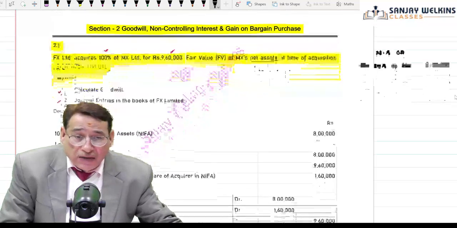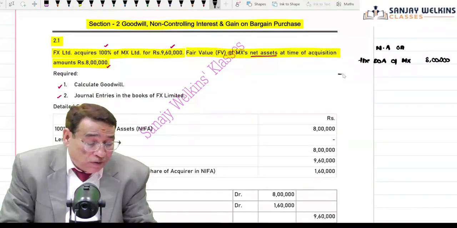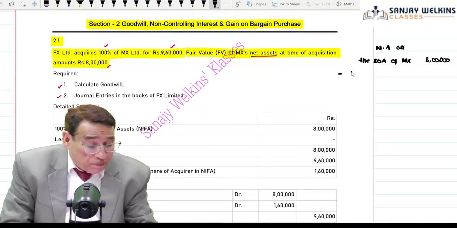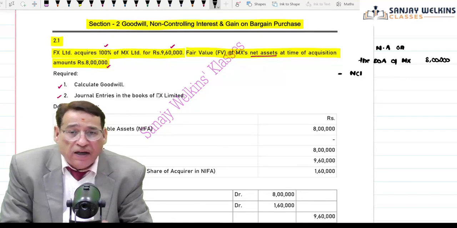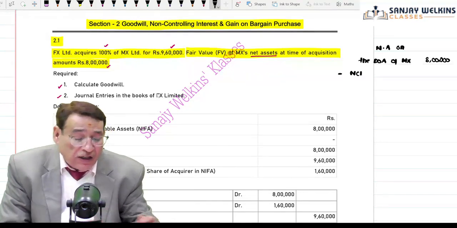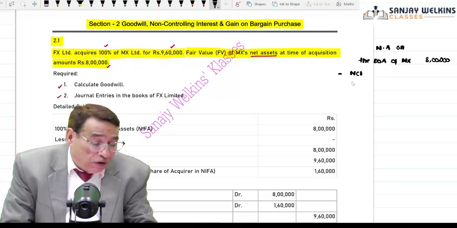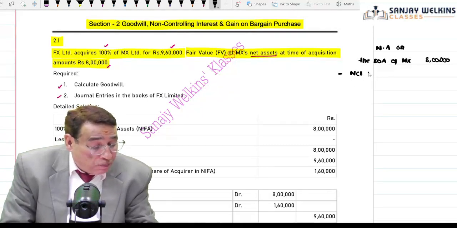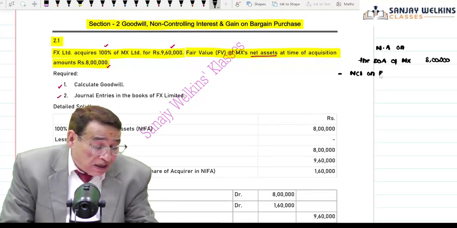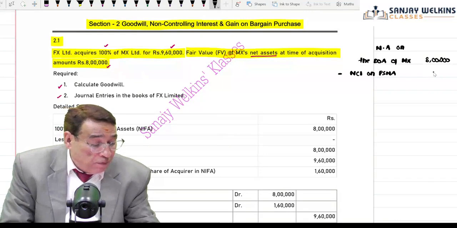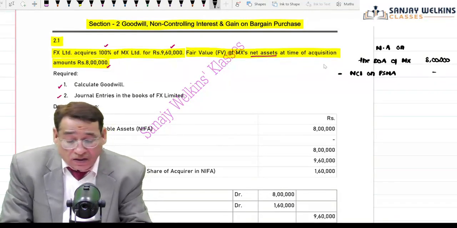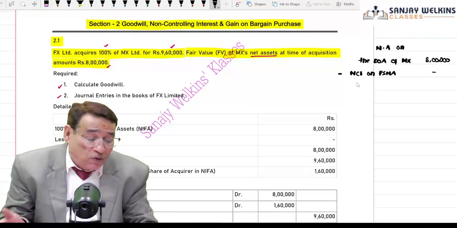And so many times I've already told you, after writing this, you need to pluck out the share of NCI. Now, here I will write NCI. Nothing is mentioned in the question whether NCI is being measured at fair value or on PSNA basis. And I've already told you so many times, if nothing is mentioned, then you better go for the PSNA approach. So NCI on PSNA basis. Now you let me know what will be the value of NCI. That will be equal to 0. The reason is that in this case you are acquiring 100% control, so there is no question of NCI.